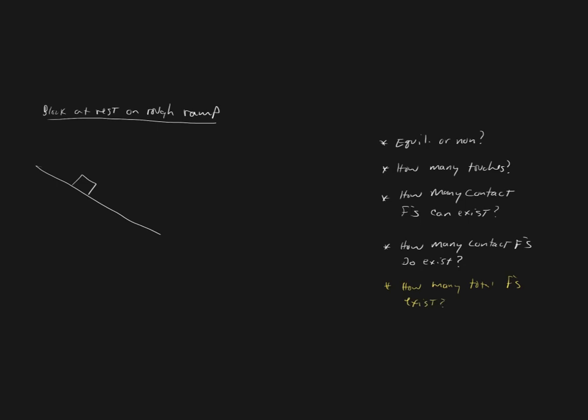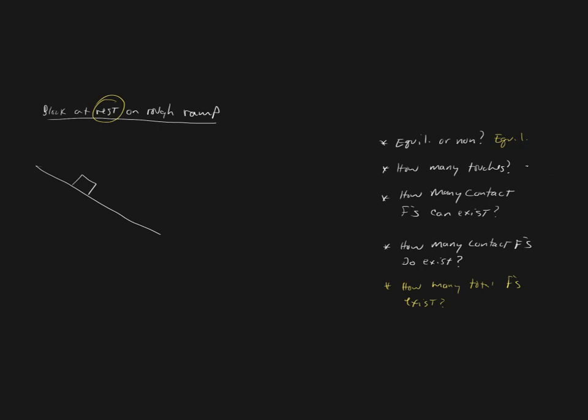Okay, welcome back. And the first thing we're going to see here is that this block, it tells us that it's at rest. So this is going to be equilibrium. How many touches do we have? Be careful here. There's only one touch. That's the touch of the ramp and the block. Those are the two surfaces coming into contact.